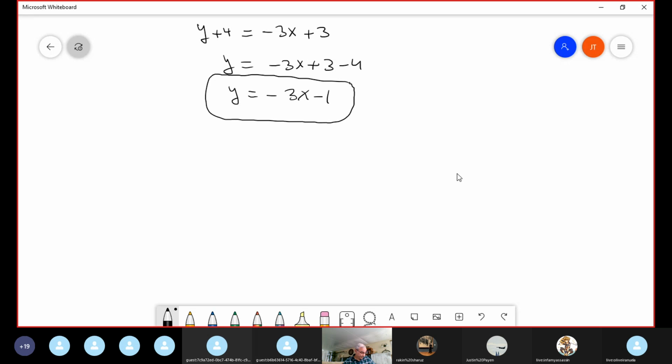Okay, one more example. Example 2 of this formula. Again, compute the equation of the line that satisfies this condition: slope is negative 5, and passing through the point (negative 2, negative 6).